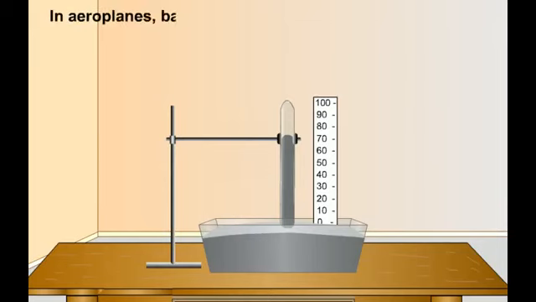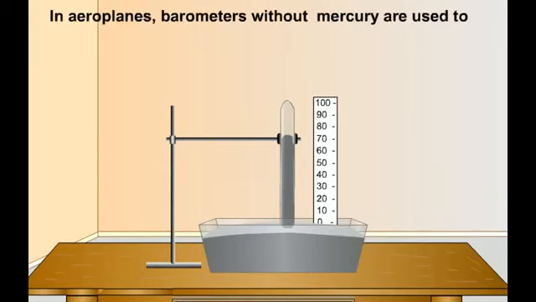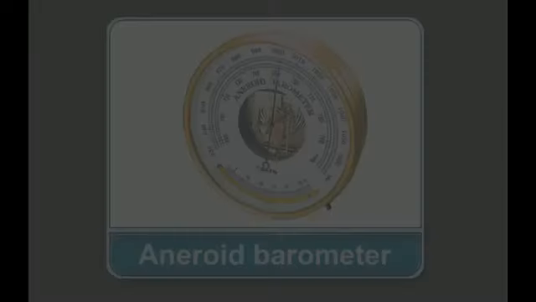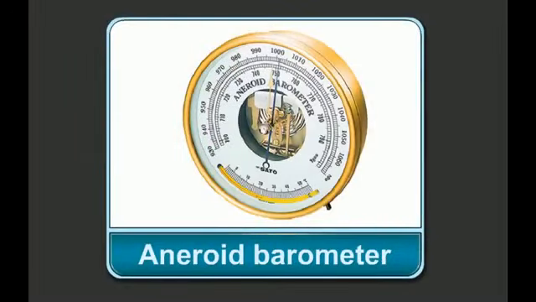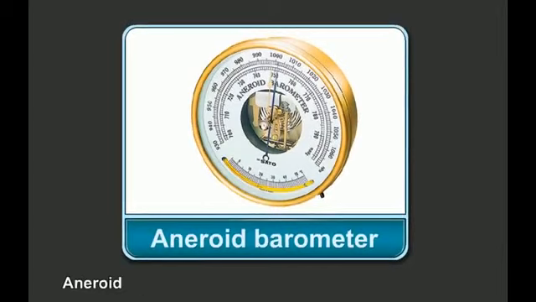In aeroplanes, barometers without mercury are used to measure the altitude gained by the plane. Such a barometer is called an aneroid barometer. An aneroid barometer does not contain liquid or mercury.